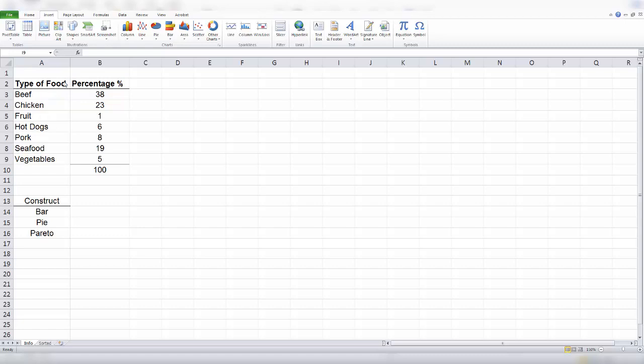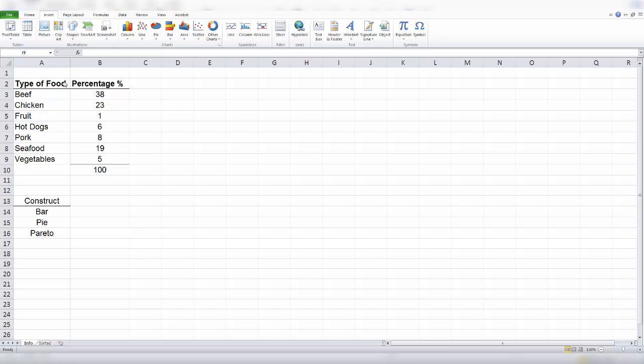Pareto charts illustrate the 80-20 principle, which is 20% of something is responsible for 80% of the results. That's a common way to think about it in the business world. Another way to think about it is the separation of the vital few from the trivial many. So, we're not interested in all the foods that people want to put on the grill. We're interested in the top few because maybe we're a grocery store and we want to know what to keep in stock at that time.